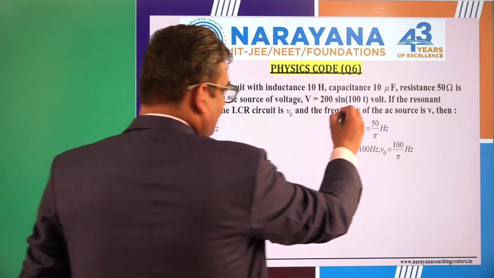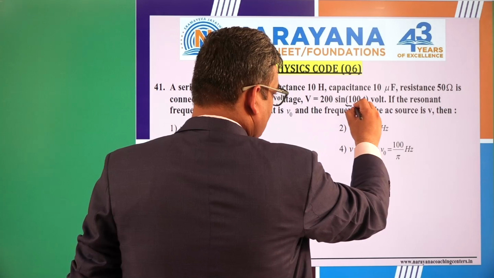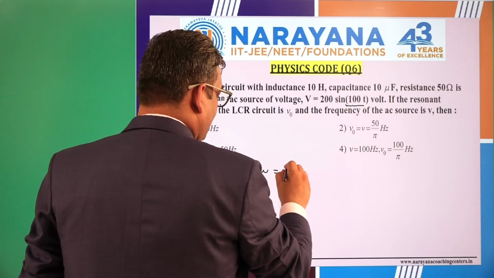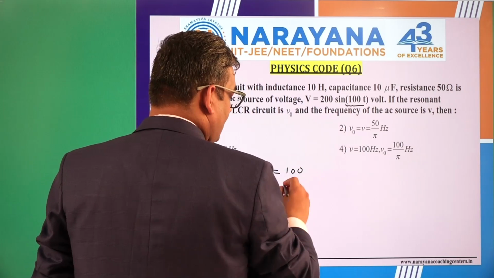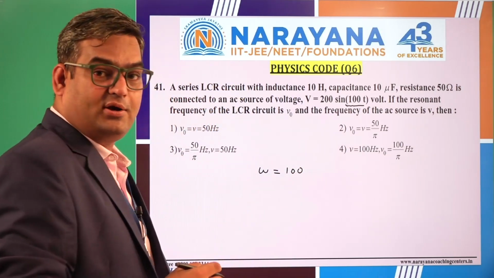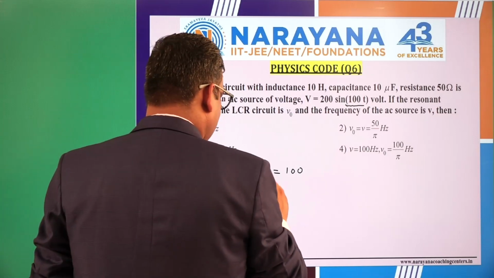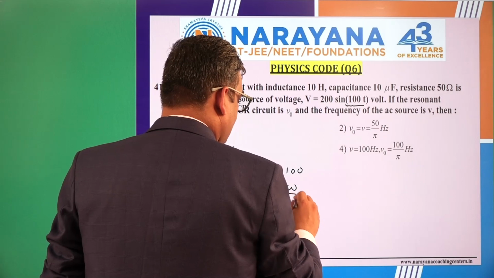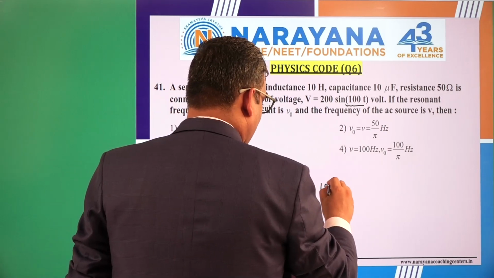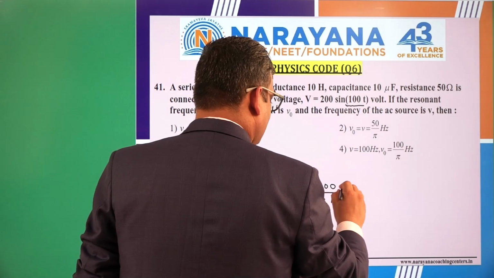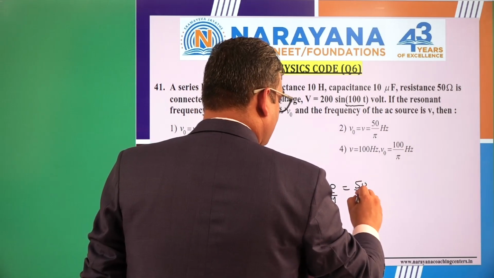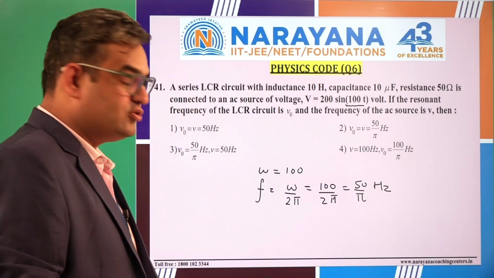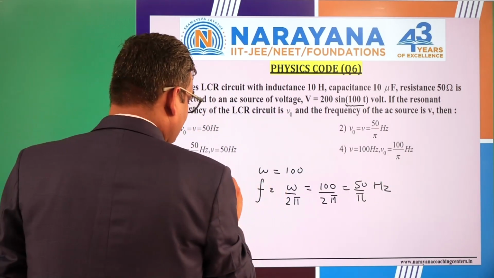If we look at the voltage of source, then 100 is actually omega if we compare it with the standard equation. Now we have to convert this omega into frequency. So the source frequency is going to be omega divided by 2 pi. So this will be 100 divided by 2 pi, which means 50 divided by pi hertz, which is the SI unit of our frequency. So this frequency is the source frequency.